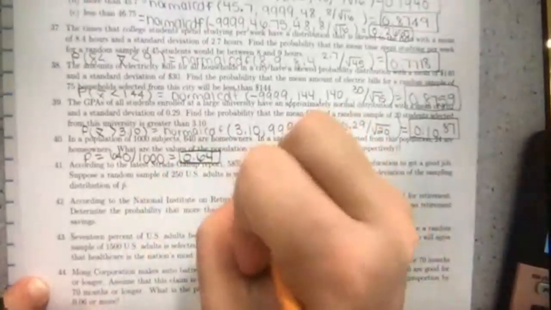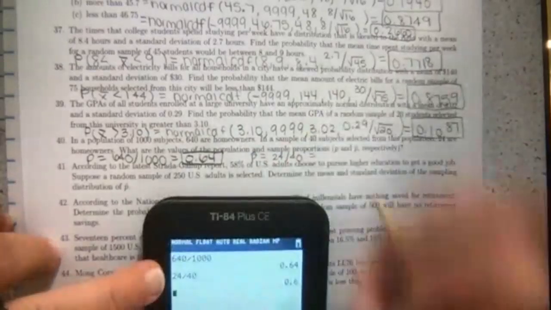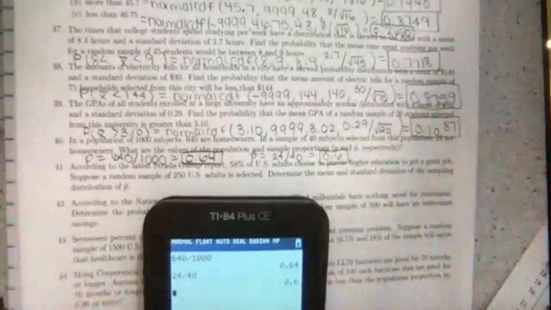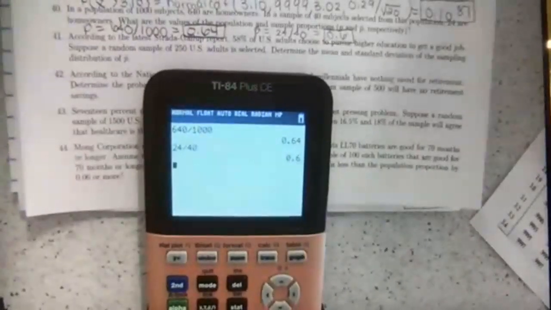Our P hat is looking at our sample. It says of a sample of 40, 24 are homeowners. So 24 out of our 40 are homeowners. So in my calculator, 24 out of the 40 is 0.6. So my P hat value is 0.6. That's it. It's just turning the proportion, which is the part of a whole, into a fraction. Put that fraction into your calculator, it gives us a decimal answer.